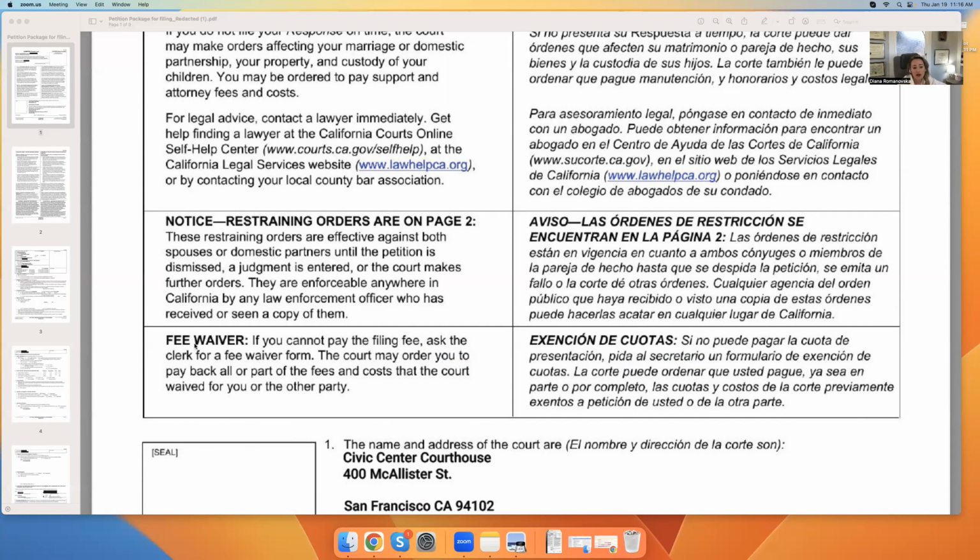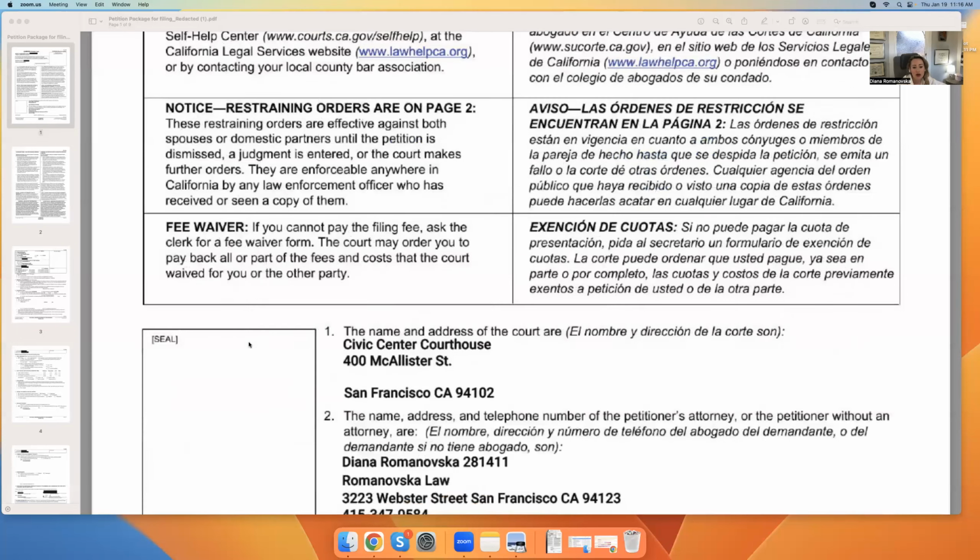And then fee waiver: there are different forms to get a fee waiver to not have to pay $435. There are FW-001, FW-003 that you can Google.